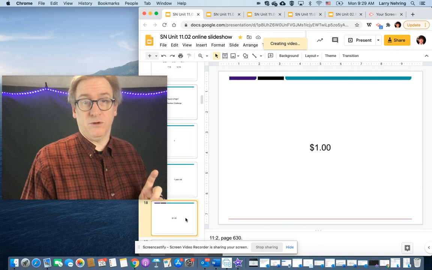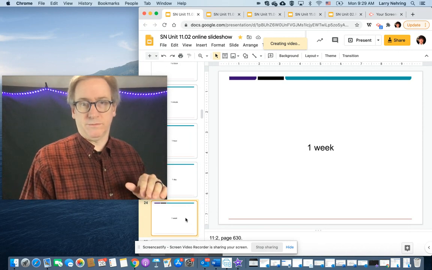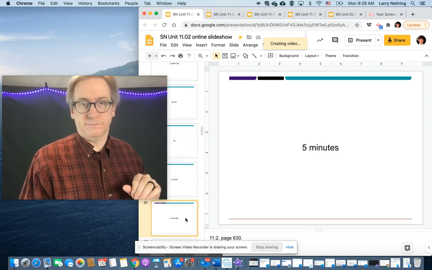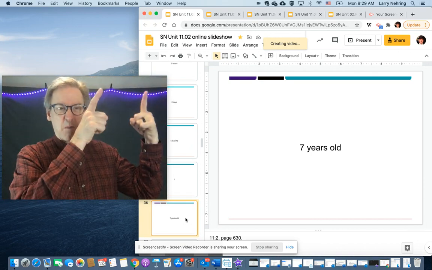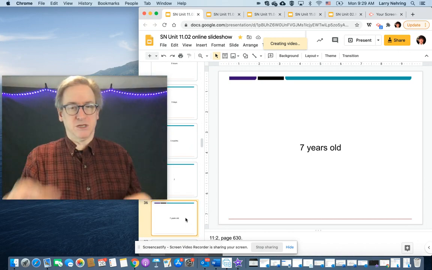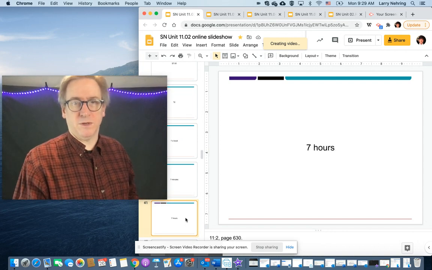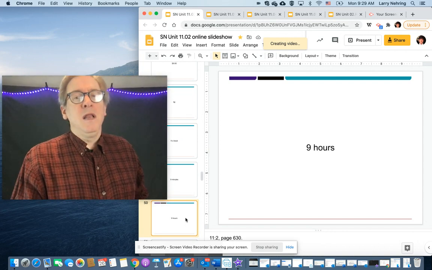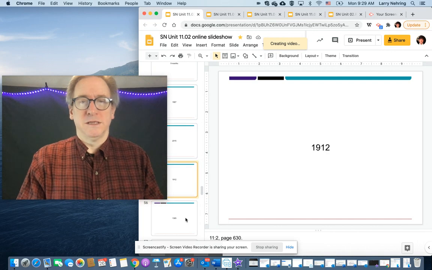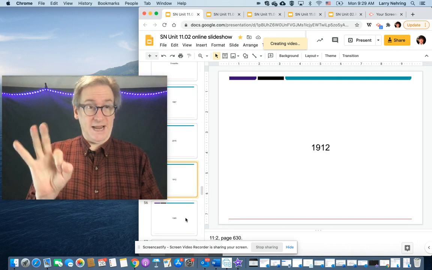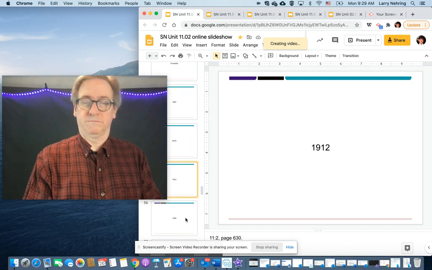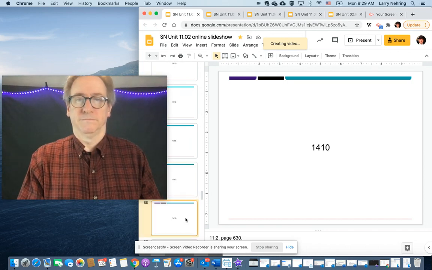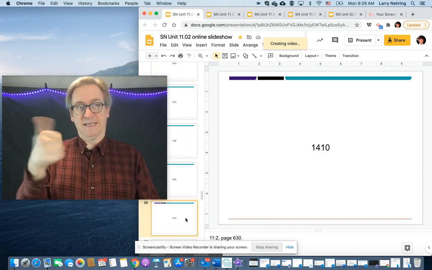And then we're going to fly through. So I'm just going to leap through 5 minutes, 5 days. So the same thing we did where giving one number and go through all the forms. Now we're just being specific, going through a couple of different ones. Some years. 1912. 1410.